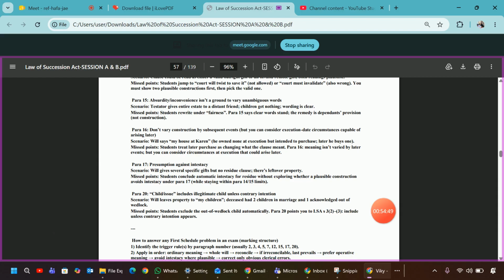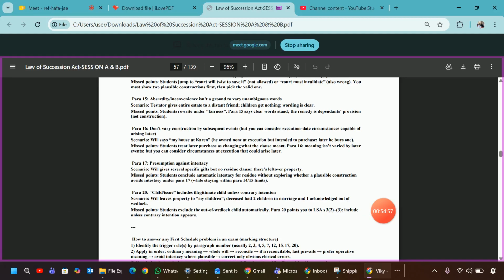Paragraph 16: don't vary construction by subsequent events, but you can consider circumstances at the execution date that were capable of arising later. Scenario: the will says "my house at Karen." He owned none at execution but intended to purchase. Later he buys one. The missed point is that students treat the later purchase as changing what the clause meant. Paragraph 16 says meaning isn't varied by later events, but you can consider circumstances at execution that could arise later.